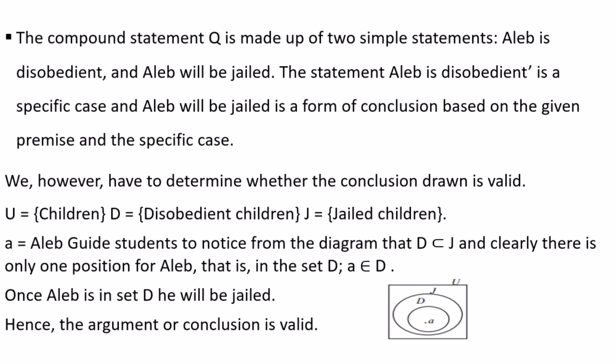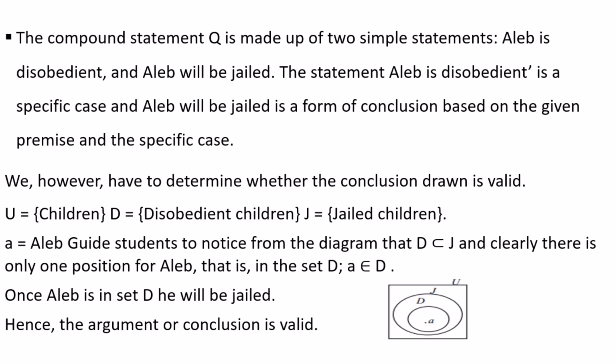So our sets are: the universal set is children, and D is the set of disobedient children. J will represent those who are jailed. Those who are jailed is the bigger circle, and D is all disobedient children.